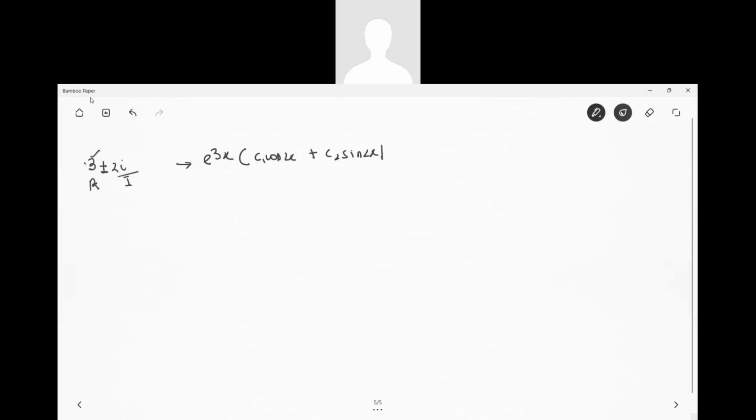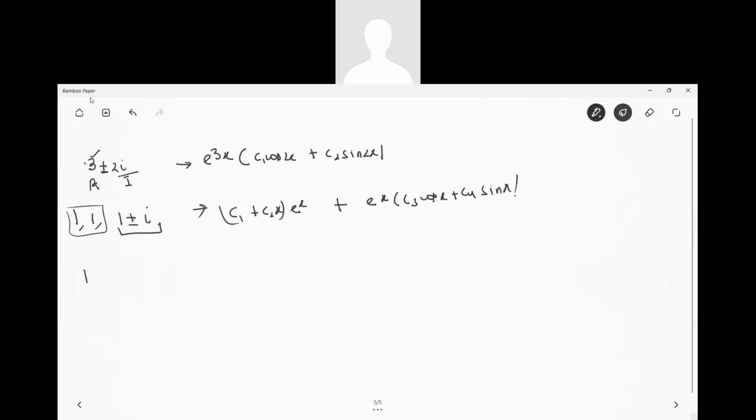Now suppose you are having repeated real roots, 1 and 1, and also complex roots like this. Can you tell me what would be the solution? For the repeated roots 1 and 1, it would be (c1 plus c2 x) into e power x, correct? Now for the complex roots, it would be e power x into (c3 cos x plus c4 sin x).